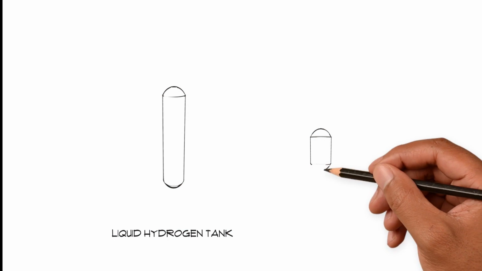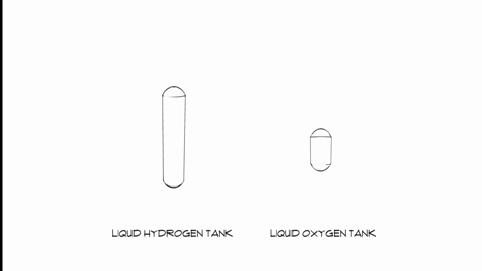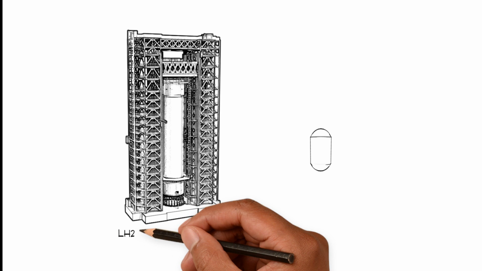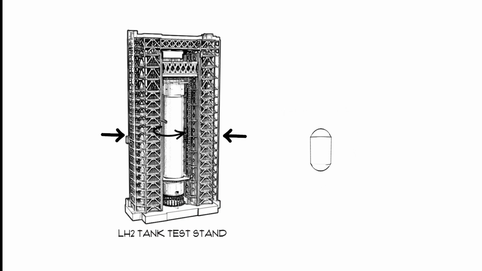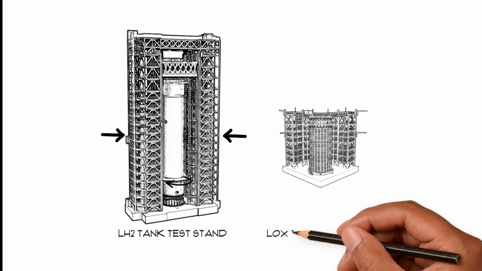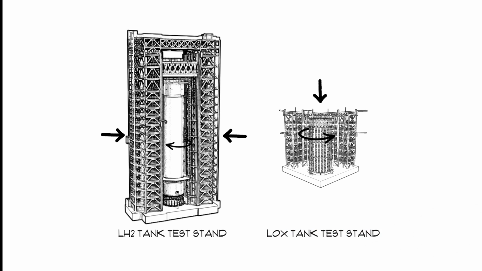The core stage contains two separate fuel sources, the liquid hydrogen tank and the liquid oxygen tank, which fuel the rocket engines for flight. While the flight-ready tanks are being outfitted, twin test articles are being prepared to prove their strength against the incredible forces encountered during liftoff and flight.